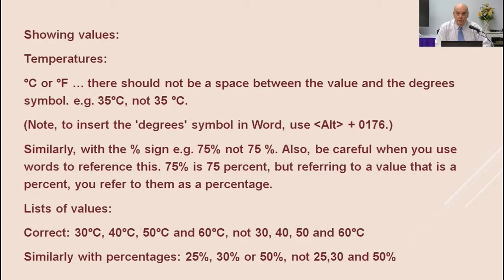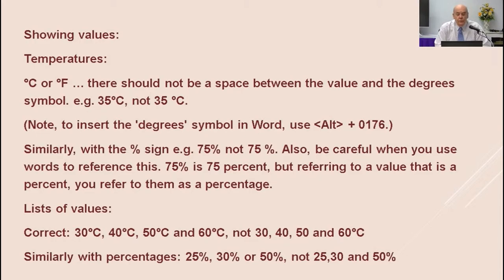When you show values for temperatures, the degree C or degree F symbols, which is Celsius or Fahrenheit, there should not be a space between the value and the degree symbol, e.g. 35 degrees C, not 35 space degrees C. Note, to insert the degrees symbol in Word, use Alt plus 0176 on the number pad. Similarly with the percentage sign, for example 75%, not 75 space percent.